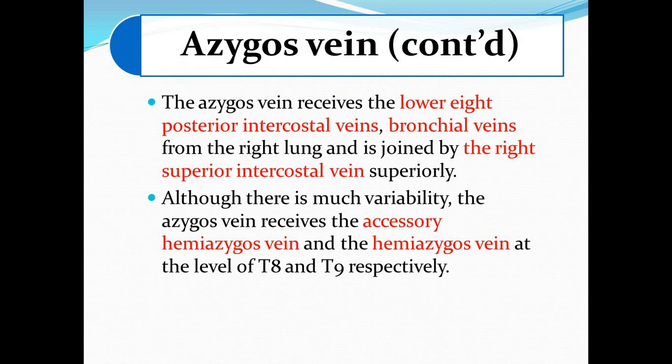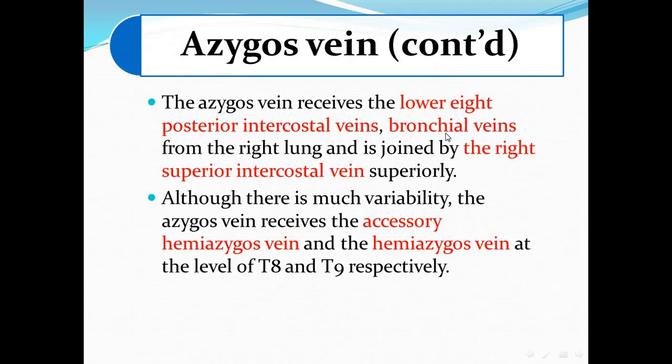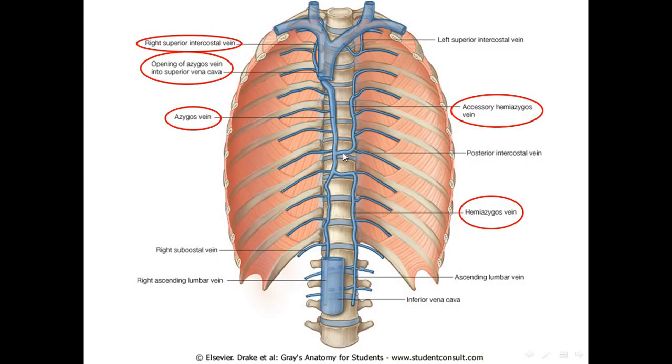The azygos vein receives at the same time the lower 8 posterior intercostal veins, the bronchial veins from the right lung, and is joined by the right superior intercostal vein superiorly. It also receives the blood from the accessory hemiazygos and the hemiazygos at the level of T8 and T7 respectively. In this illustration here, the accessory hemiazygos is draining into the azygos at the level of T8, and the hemiazygos is draining into the azygos vein at the level of T9.